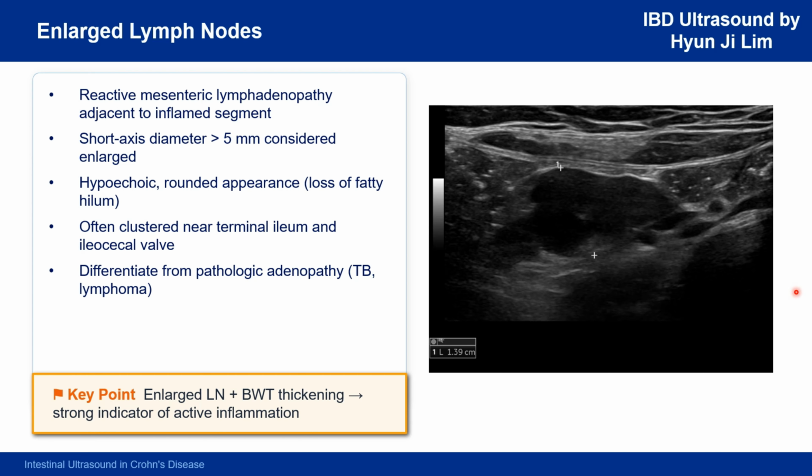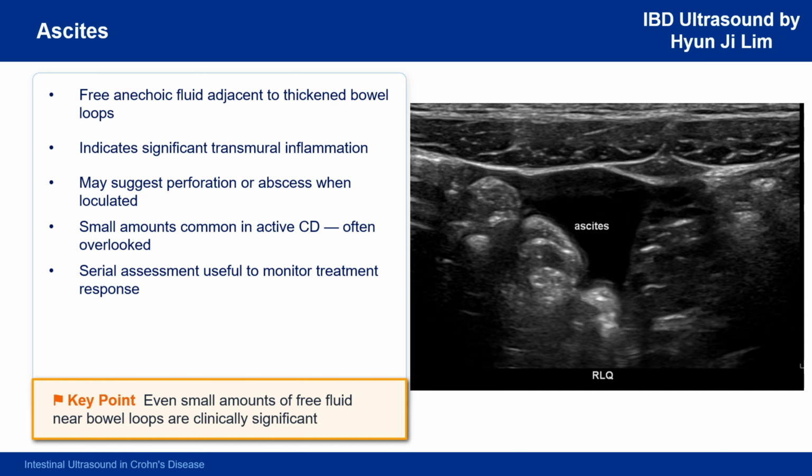Next finding is enlarged mesenteric lymph nodes. In Crohn's disease, reactive lymph nodes are often seen around the inflamed bowel segment. On ultrasound, lymph nodes with a short axis diameter greater than 5 mm are generally considered enlarged. When enlarged lymph nodes are seen together with bowel wall thickening, they can support the presence of active inflammation. However, if the nodes are very large, atypical, or widely distributed, other causes such as tuberculosis or lymphoma should be considered too.